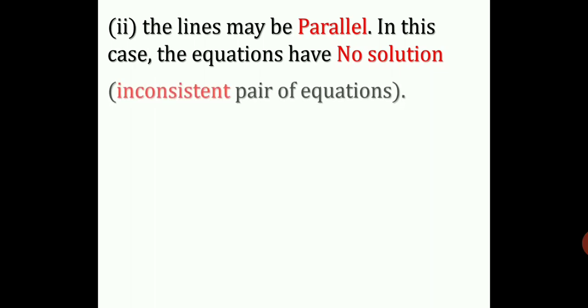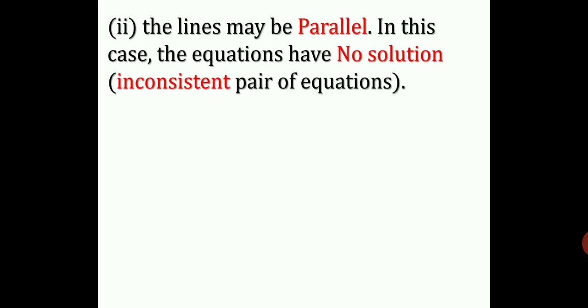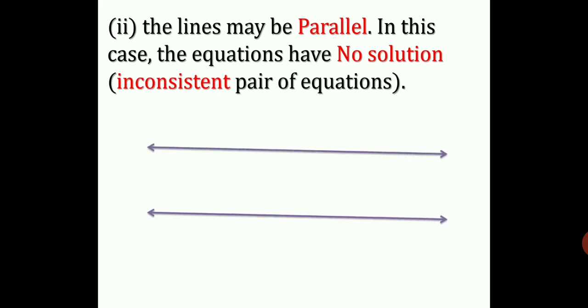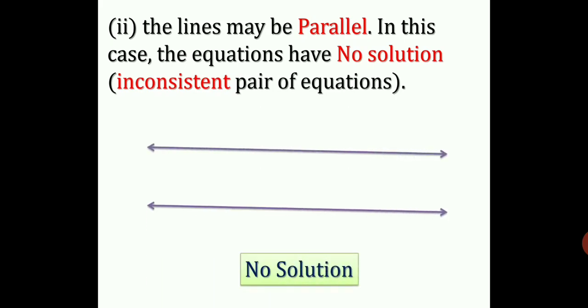Now the second possibility is parallel. Parallel means they do not intersect each other, so no common points, so no solution. This is called an inconsistent pair of linear equations, that is parallel lines. So you have to study now: if a solution is there, then it is intersecting lines. If a solution is not there, it is called inconsistent or parallel lines.